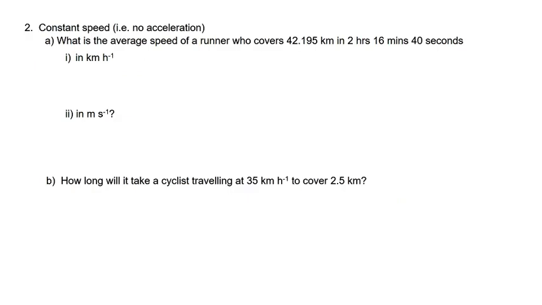All right, now constant speed, no acceleration. So remember I said when there's no acceleration, we can just use the formula V equals S on T. So we're going to use that one. So what is the average speed of a runner who covers 42.195 kilometers in 2 hours, 16 minutes and 40 seconds?